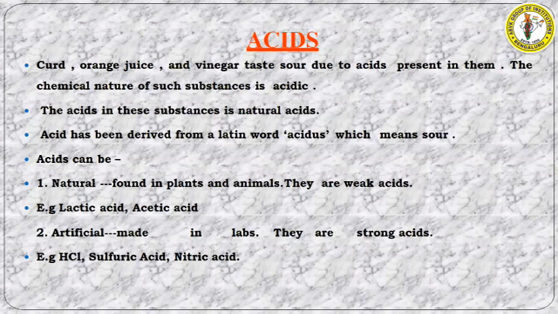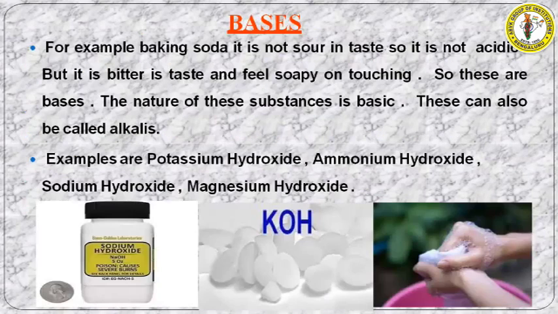Next we are going to study about bases. What are bases? For example, baking soda is not sour in taste, so it is not acidic. I have told you that in acids, the substances which are sour in taste are called acids. Similarly, you can understand bases also. The substances which are not sour in taste, instead they are bitter in taste.